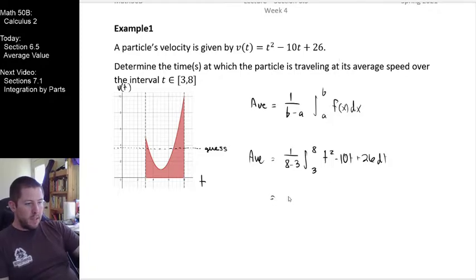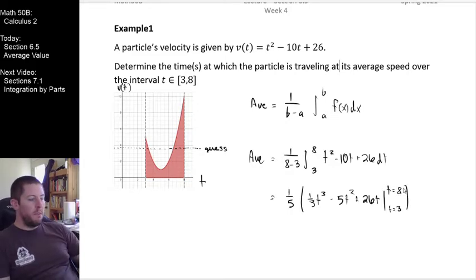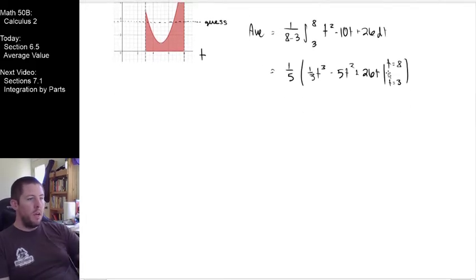Let's integrate this. It looks like we've got a 1/5 sitting out front, and we're getting 1/3 t cubed minus 5t squared plus 26t, all evaluated from t equals 3 to t equals 8. Let's do our little bit of evaluation here. We'll let that 1/5 cruise along for the ride on the outside.